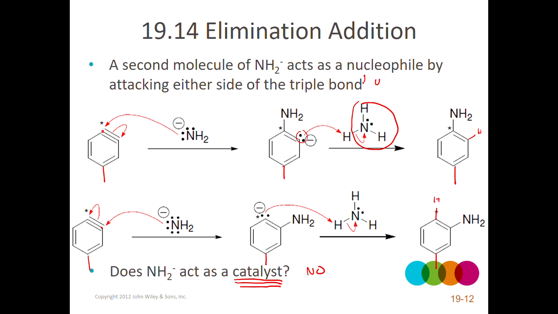So if two NH2s are consumed and only one NH2 is regenerated, that's not a catalyst. We have to have an equal amount regenerated as was consumed for it to be a catalyst. Just want to point that out. Questions about that so far?